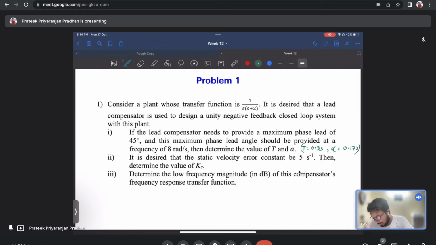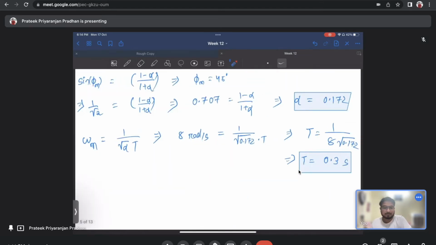Okay, so the next question is: it is desired that the static velocity constant be 5 second inverse. Then estimate the Kc. We know that there is a direct formula for this as well. The static velocity error constant. Static means what? Static means when omega is equal to 0.